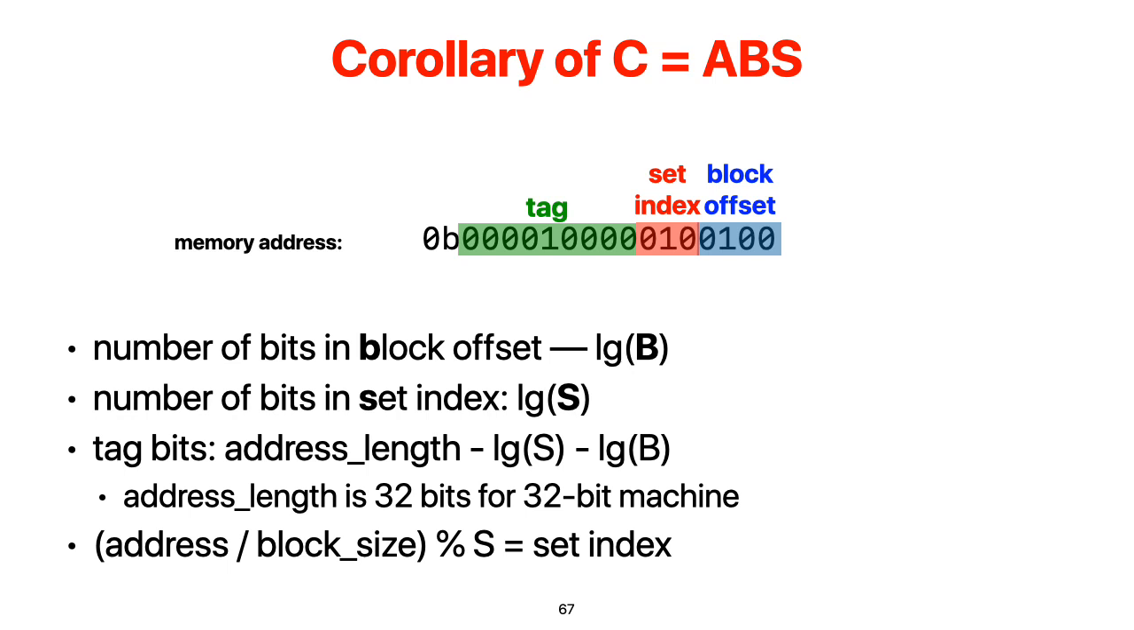So using C equal to ABS, and by having the values of C, A, and B available, you are able to get the number of bits in the block offset using log B. And you are able to get the number of bits in the set index using log S. And the remaining bits in your address, that would be the address length minus log S minus log B. So if you have a 64-bit address, that would become 64 minus log S minus log B.